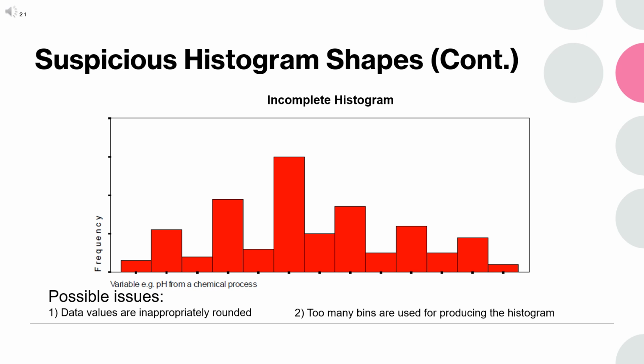Additionally, using too many bins can lead to an incomplete histogram, as the data may be spread too thinly across many intervals, making it difficult to discern the underlying trends or patterns. Consequently, this excessive binning can create a fragmented view of the data, potentially hiding significant peaks or trends that would be more visible with a more appropriate binning strategy.